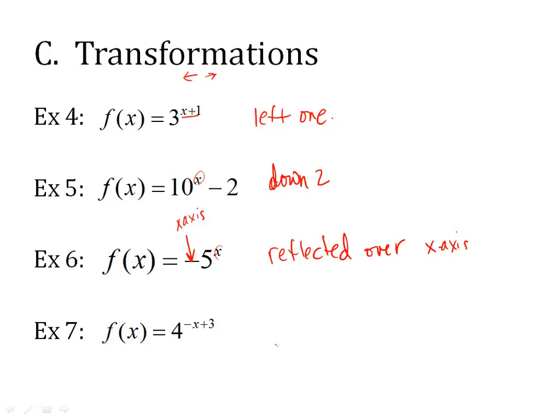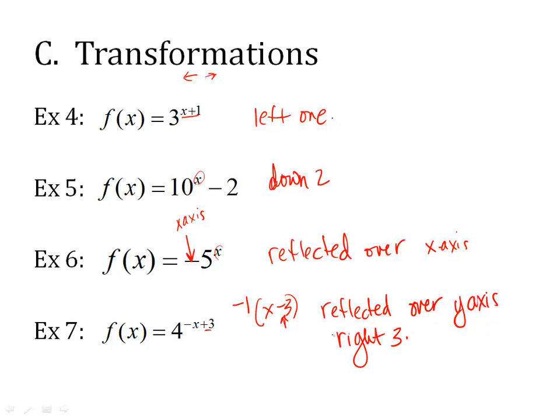And example 7. Okay, what's happening here? Now be careful. Anytime you have a negative happening to the x, you want to take a step and factor that negative 1 out, because that's going to change this direction right here. Right now it looks like it's moving left 3, but if I take that negative 1 out and factor it out, I have x minus 3. What really is happening is it's moving right 3. It's being reflected, that's the negative, over the y-axis, and it's moving to the right 3 units. So anytime this portion is negative, you want to factor out a negative 1 to know exactly which direction things are going, and make sure to indicate the reflection.